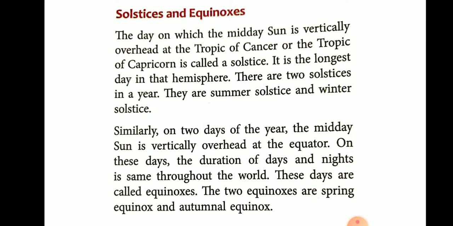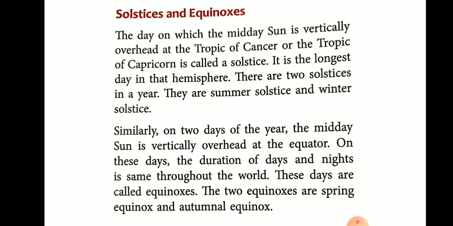Tropic of Cancer is the latitude which is 23 and a half degree latitude on the northern hemisphere, and Tropic of Capricorn is the latitude which is having 23 and a half degree latitude in the southern hemisphere. When midday sun is directly overhead over this Tropic of Cancer and Tropic of Capricorn, that is at 90 degree, then we have solstice. It is the longest day in the hemisphere.